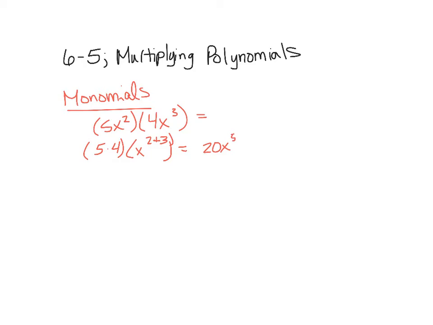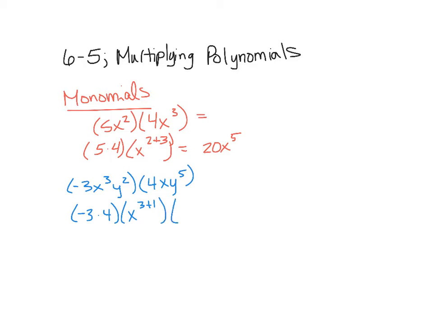Next problem we're going to look at is negative 3x cubed y squared times 4xy to the fifth. So we're going to look at our whole numbers first, negative 3 times 4, and then we're going to take each one of our bases and combine it with the other one. So we have a cubed on the first x, and the second x doesn't have an exponent, so we assume it's 1. And then we look at our y.